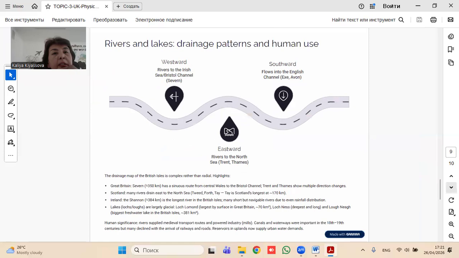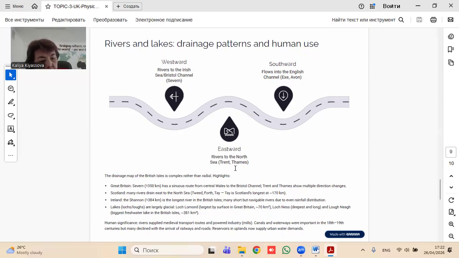And what are the rivers and lakes? Rivers and lakes, drainage patterns, and human use. As you see here, westward flow goes to the Irish Sea, Bristol Channel, and Severn. And southward flows into the English Channel, Exe, and Avon. And between them are eastward rivers to the North Sea, Trent and Thames.